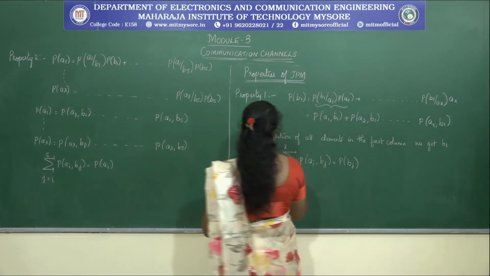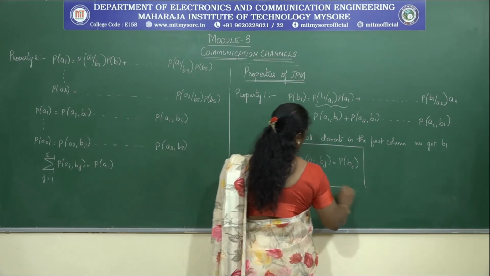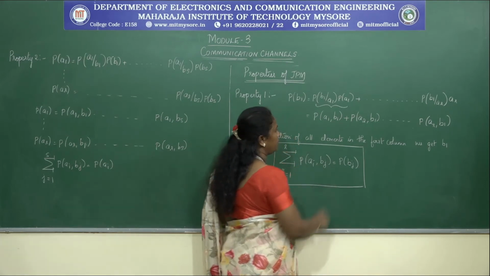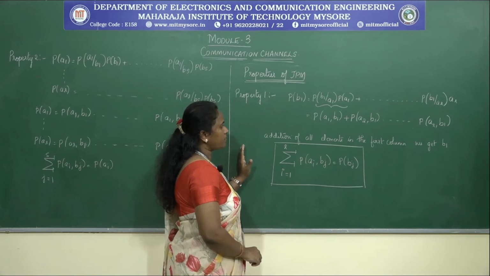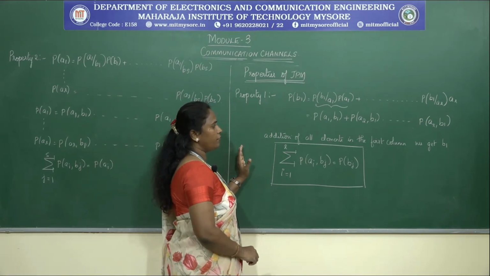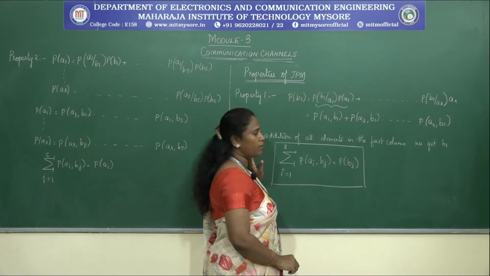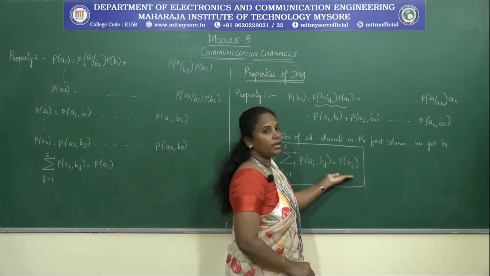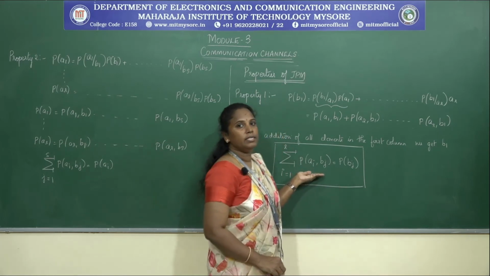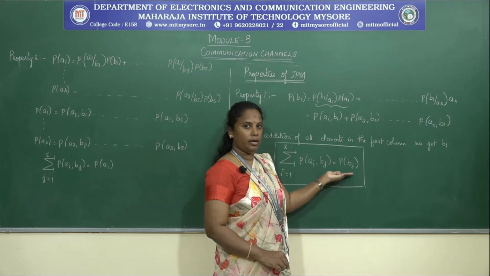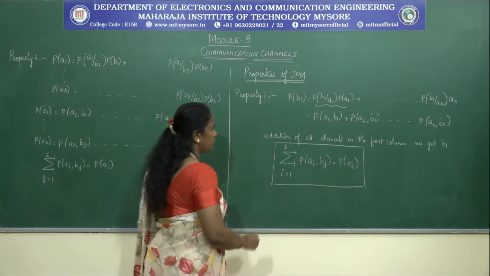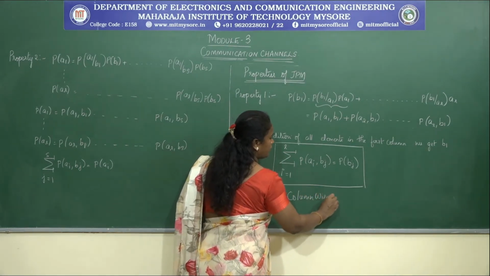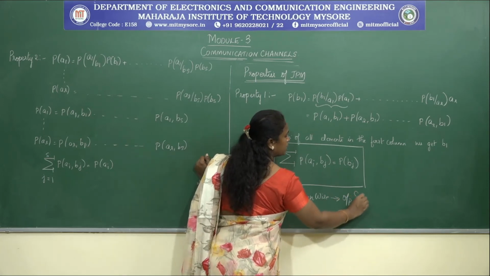So in general what I can write is summation of i equal to 1 to R of P of Ai comma Bj is equal to P of Bj. That means the addition of all the elements in the first column we get B1. So similarly, the sum of all the elements of the joint probability matrix, that is, the addition of the JPM column wise, is going to give you the output symbols, that is P of Bj. So you are going to perform the addition column wise if you want to calculate the output symbols.